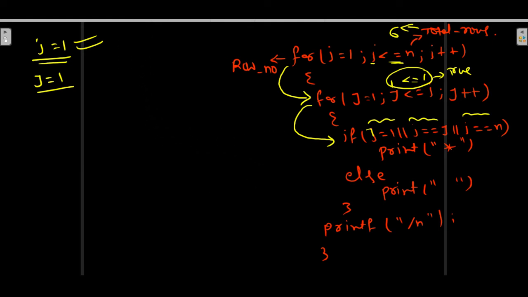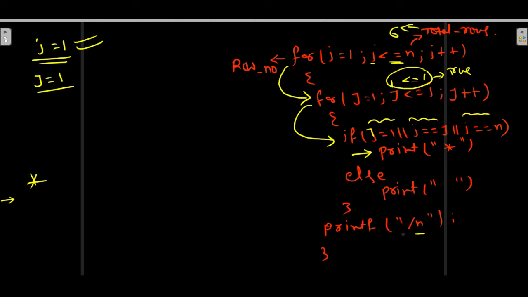So control will come here, and this printf statement will get executed. Since j equal to 1, we are printing for the first column, so we will print a star. One star will get printed. After that, this else will not execute. So we have to change the line, and now the next star will get printed from here.